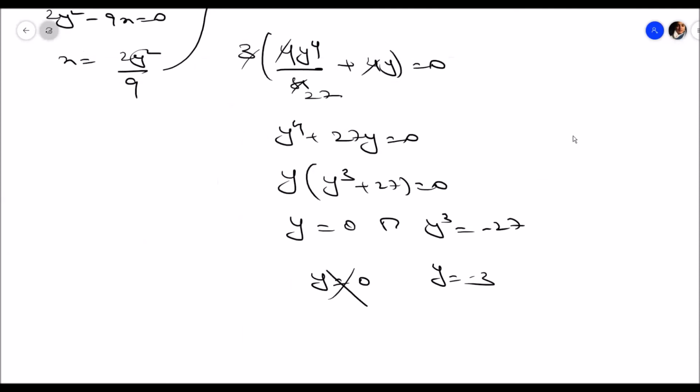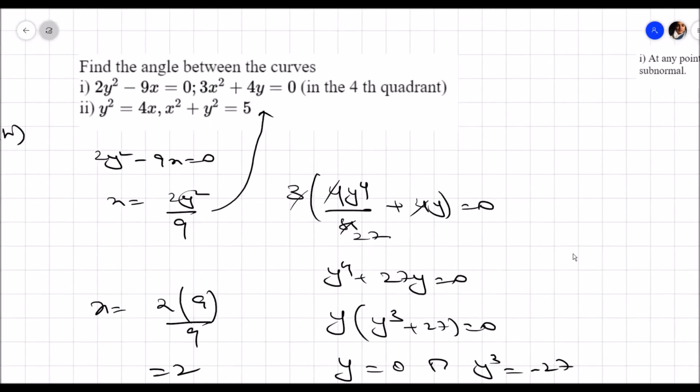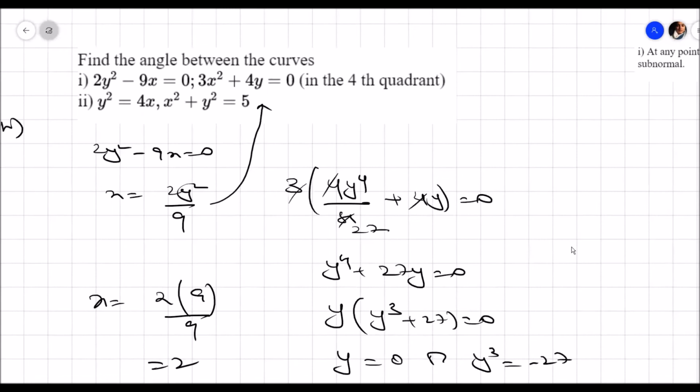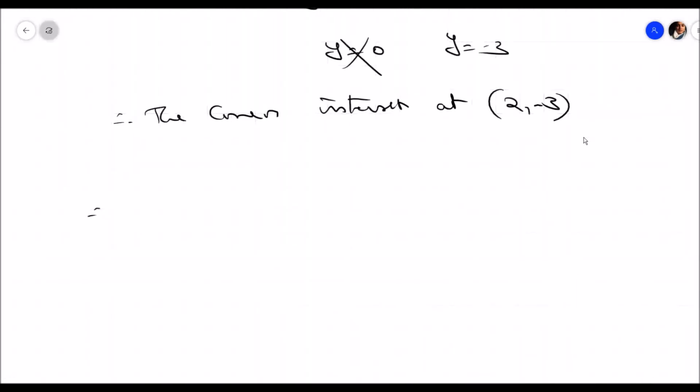But I won't accept this because it is clearly mentioned that we are talking about the fourth quadrant. So this y I'll substitute over here to get the value of x as 2 into 9 by 9, which is equal to 2. Therefore, the curves intersect at 2 comma minus 3, which is obviously in the fourth quadrant. At this point, I'll find the slope of the first curve and then I'll find out the slope of the second curve.